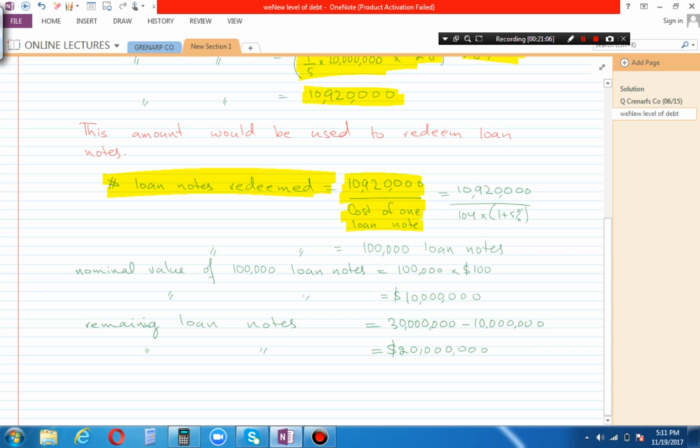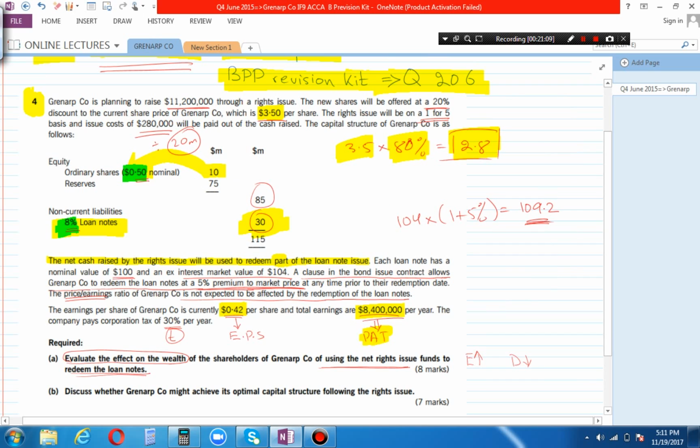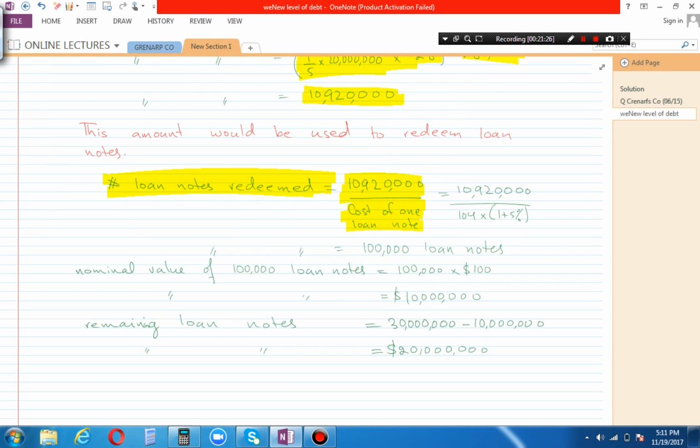Can you calculate the cost of one loan note? Well, it is given to us. Actually, we have done it here. That market value is 104 and it would be redeemed at 5% premium. So one loan note would cost us 109.2. So if you divide that by 109.2, this will give you 100,000 loan notes redeemed. So the number of loan notes redeemed would be 100,000.